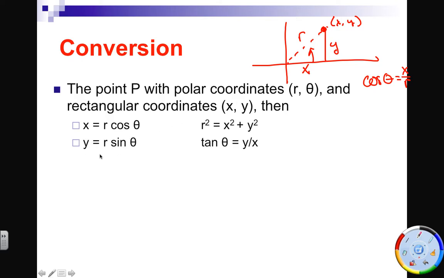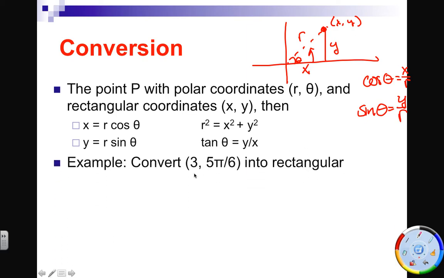Likewise, we can say that y is r sine theta because sine of theta is equal to y over r. What this means is now we can convert, and tangent theta is y over x, just like I said there. There's theta. We can now convert using these 4 basic ideas.